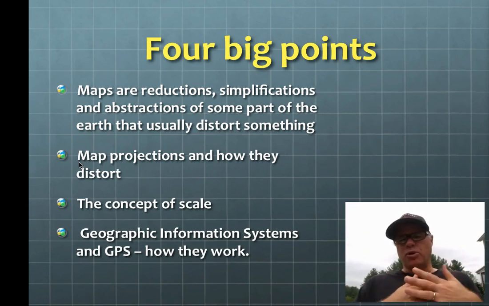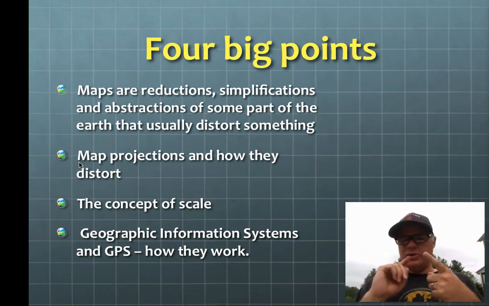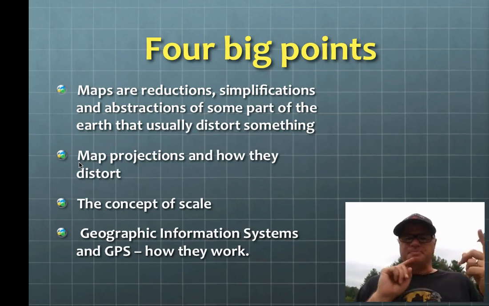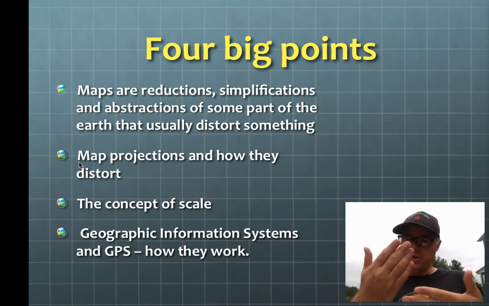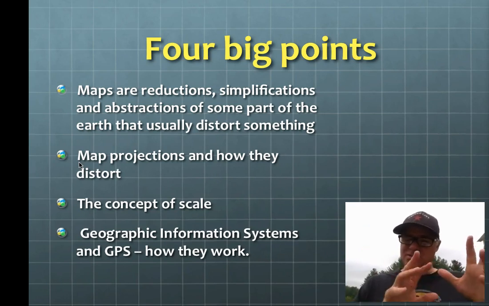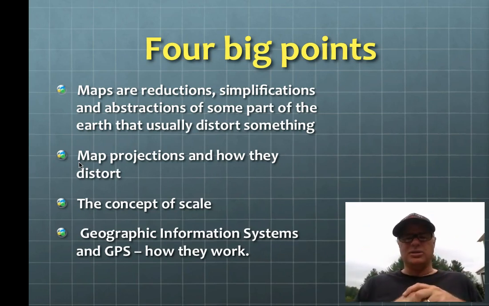So the four big points we're going to hit today are, first, talking about what maps are in general, and talking about map projections and the way that they distort. Basically, any flat map you're looking at, whether it's on paper or on a screen, is actually not terribly accurate at certain scales. Connected to that, we will talk about the concept of scale, which is very important in geography. There's a couple big definitions there.